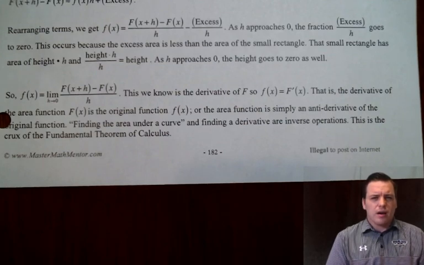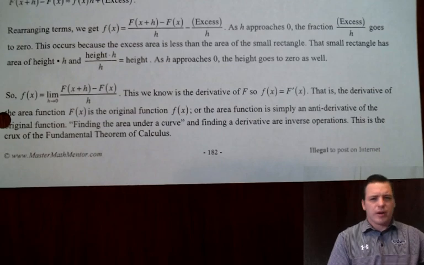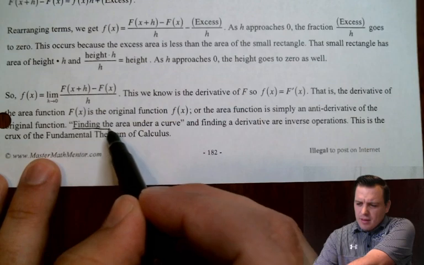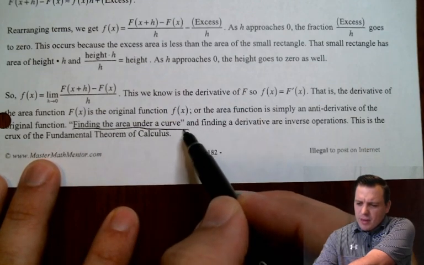So finding the area under a curve and finding a derivative are inverse operations. So that's where we need to get to right here. That's the proof behind it.